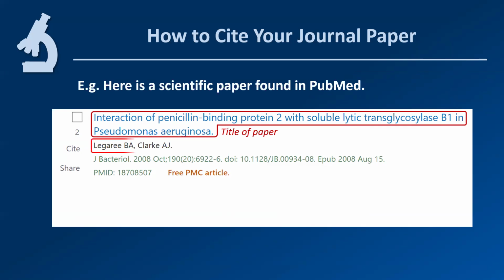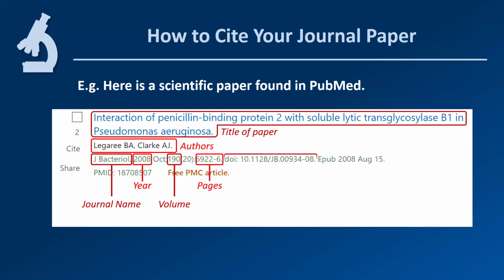There's the title, there's the authors. You can see last name followed by initials, the journal name, Journal of Bacteriology, the year, the volume, the page numbers, and the DOI. Notice I don't care about the month or the EPUB date. Those things are not important.